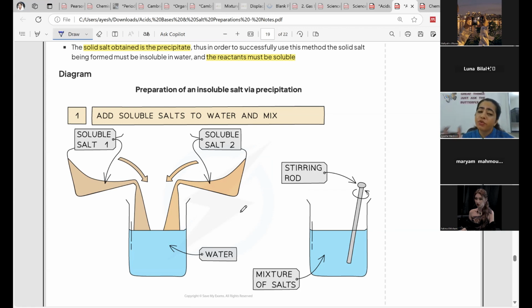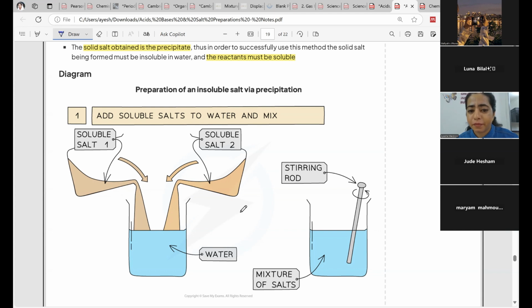So we need to react two salts together to make two salts at the end. Only then it will be known as a precipitation method. This is not the only method to make insoluble salt. We have many other methods. Yes, if we take the sulfuric acid, you can make it as well. But that will not be a precipitation method. That will not be a double displacement method.